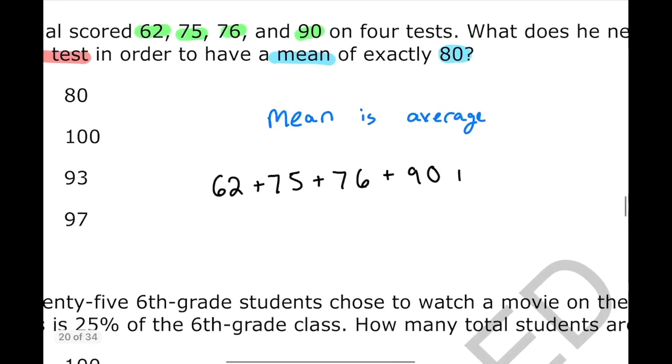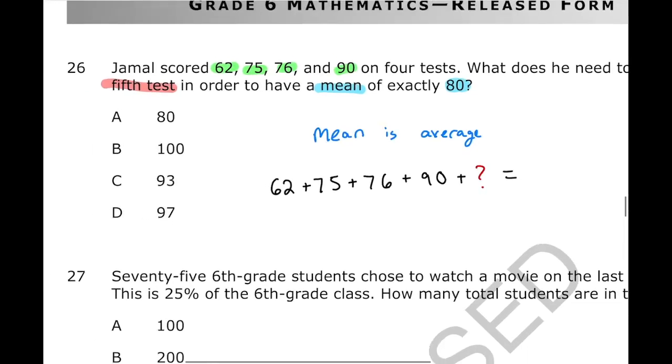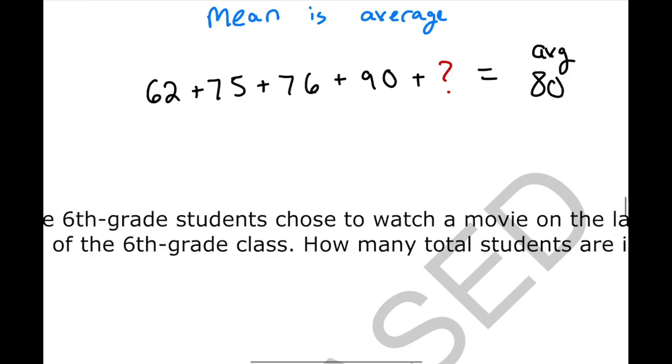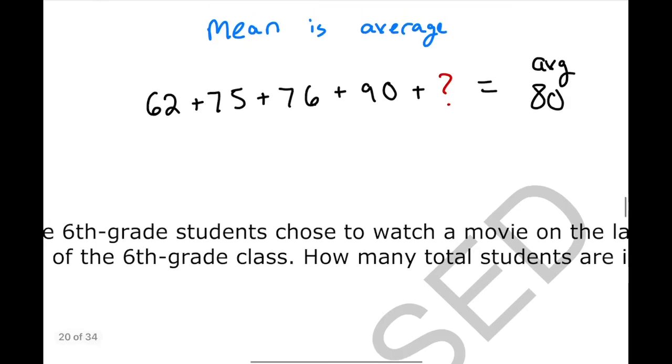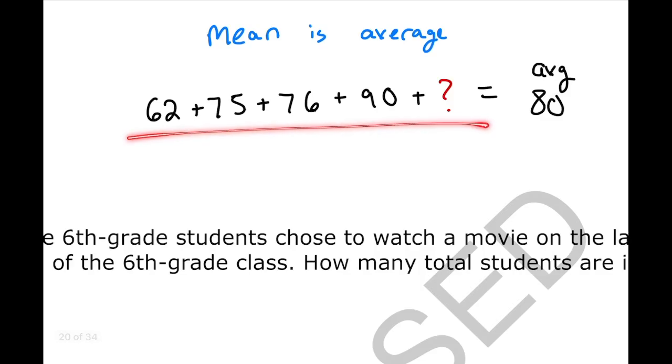And we're trying to add a fifth value, and we're trying to get an average of 80. Well, what would I do to these five numbers to get the average of 80? Again, to find the average, you would divide this total sum by the total number of values you have. We have 1, 2, 3, 4, 5 numbers here. So we would say all of this added together, divided by 5, should equal 80.